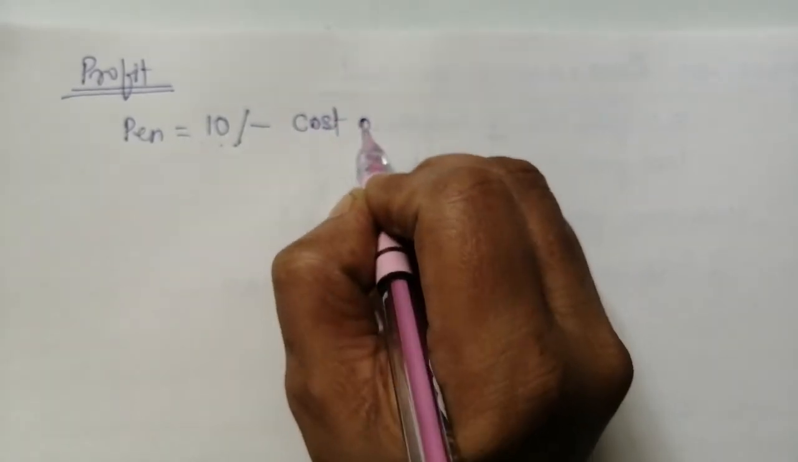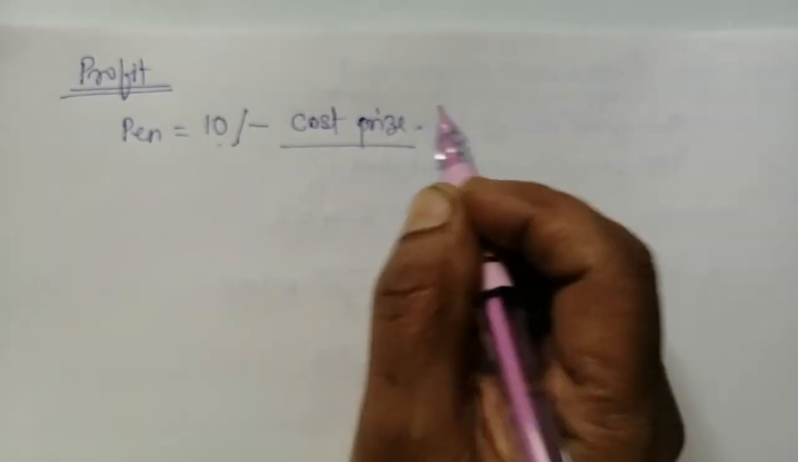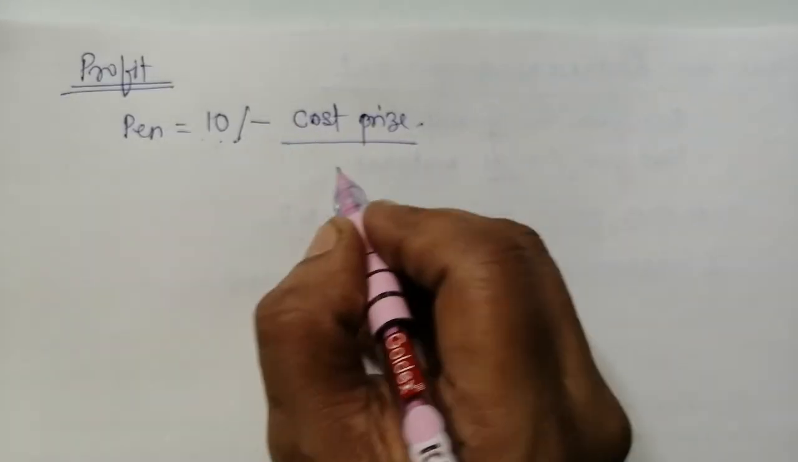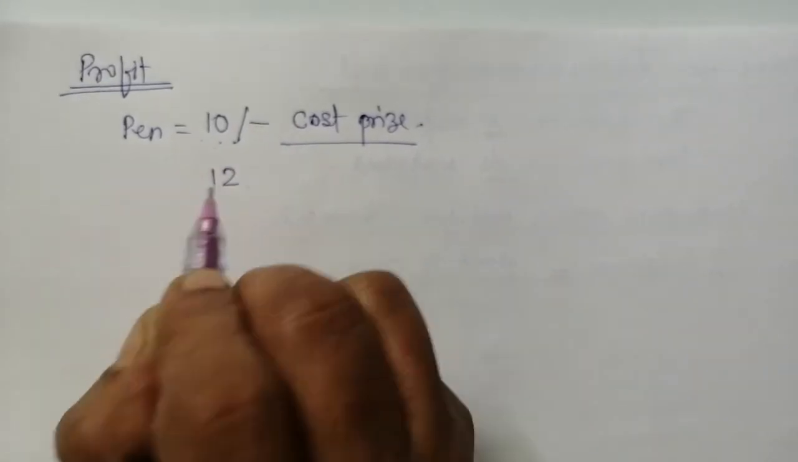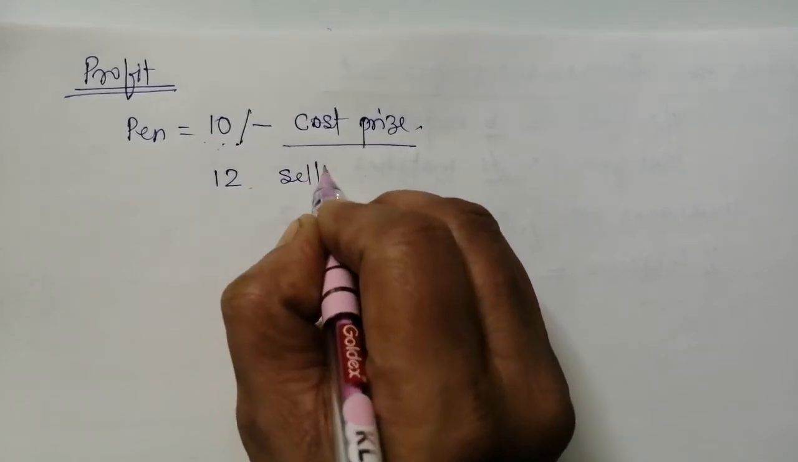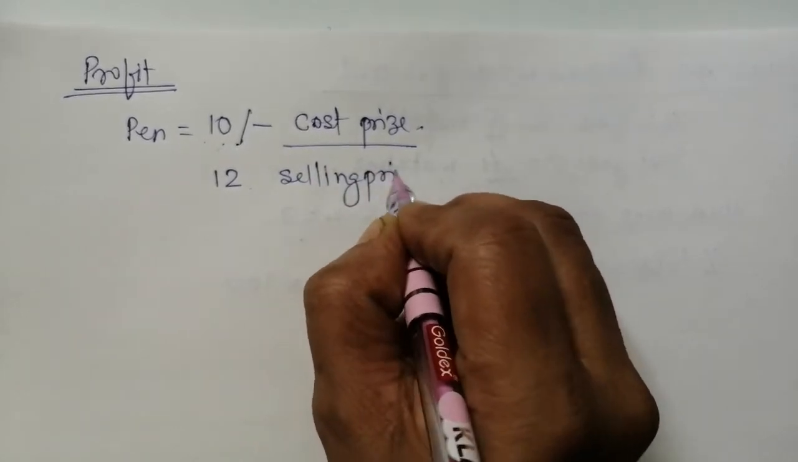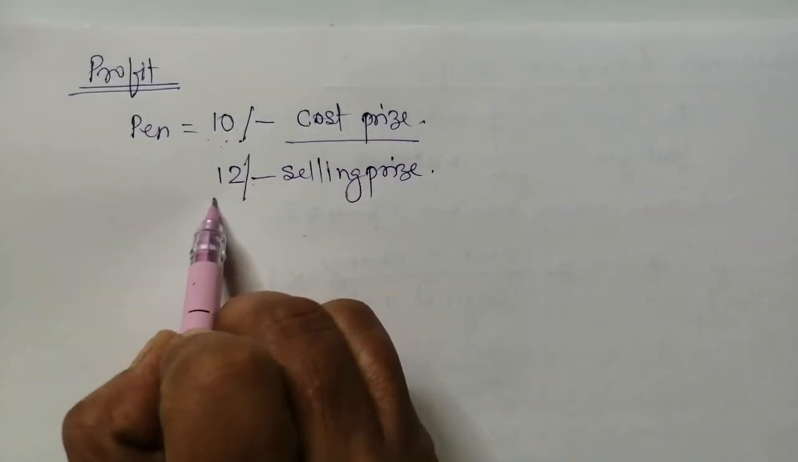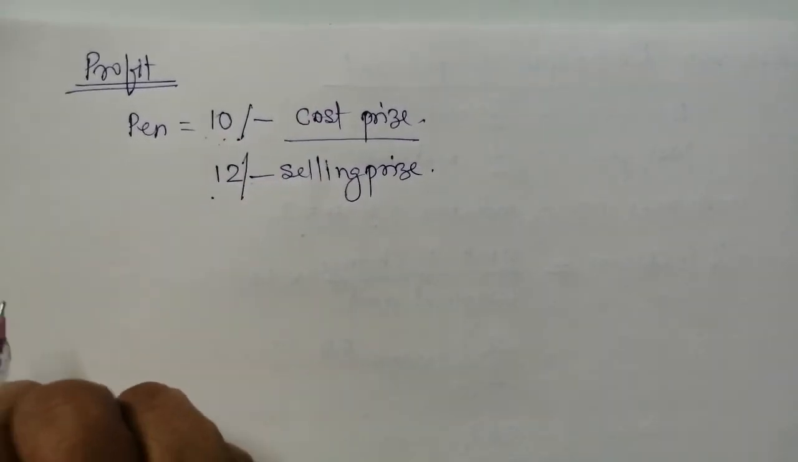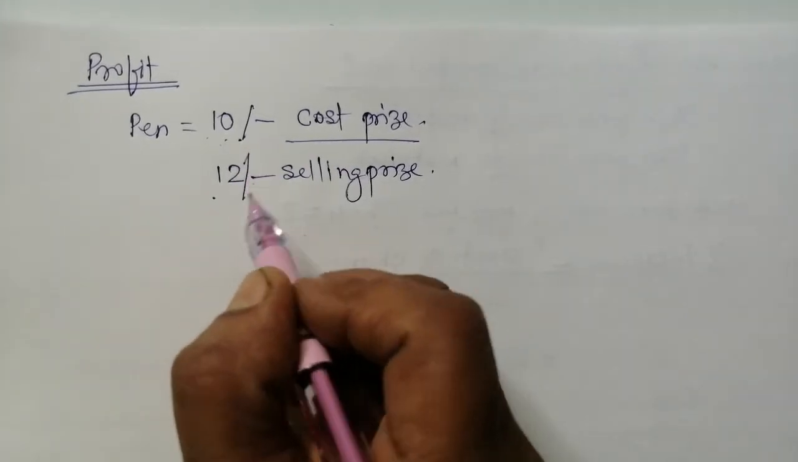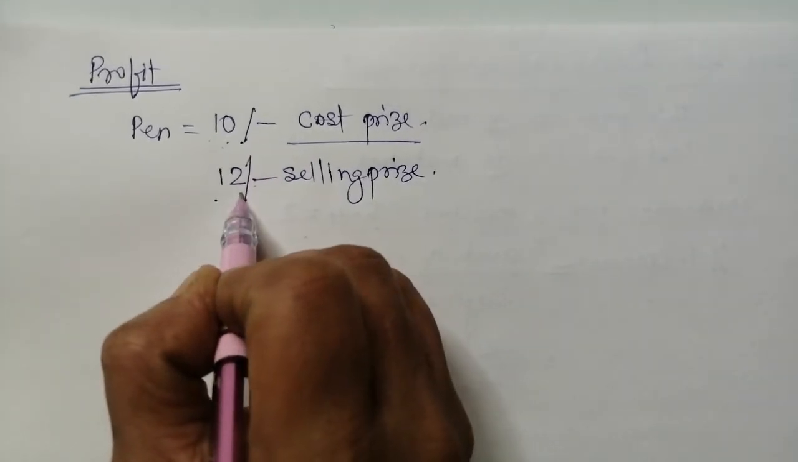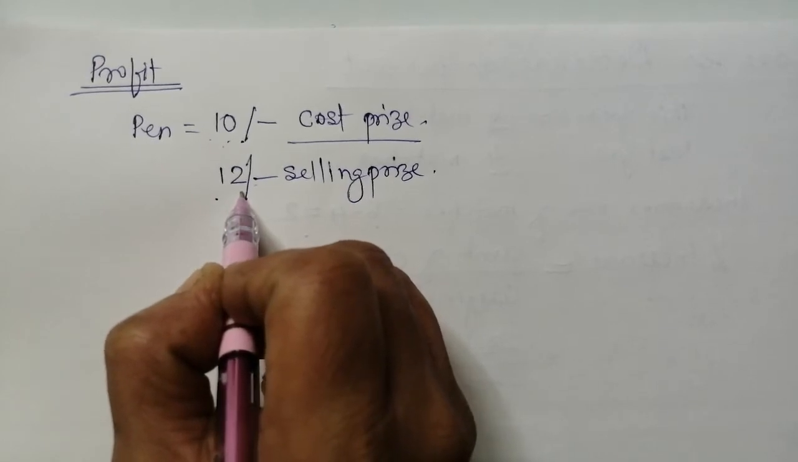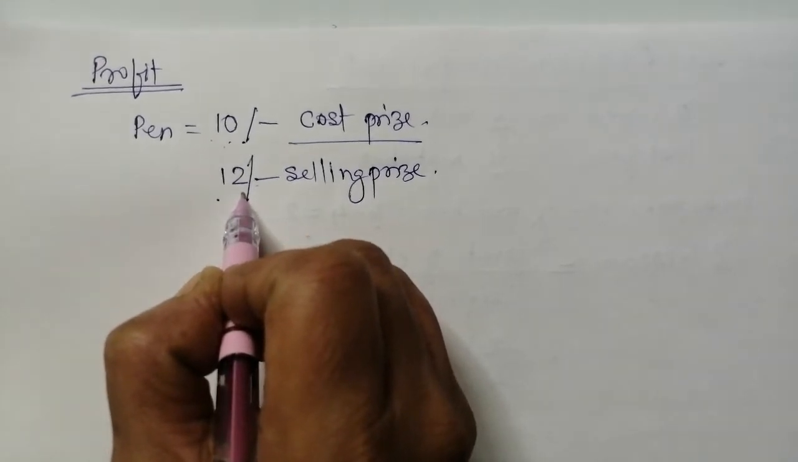That means the cost price of the pen is 10 rupees. You sold this pen for 12 rupees, which means the selling price of the pen is 12 rupees. If you sold a 10 rupees pen for 12 rupees, that means you are gaining 2 rupees. That means you are gaining 2 rupees profit.